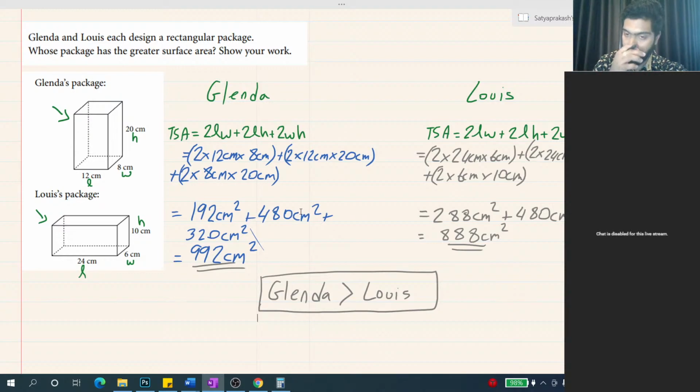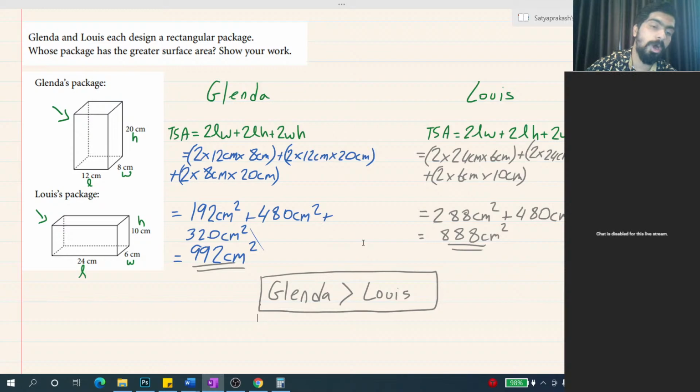All right, I'll give you maybe a minute to copy this down if you haven't. All right guys, again, whenever you see any mathematical word problem, you must always write it step by step. Always start with the formula, see what we know from the question, see what we have to find from the question, all right, and then do it step by step. All right, good job Acre, you got the correct answer. Very, very good job. Nice try Peng Peng. You got Louis's surface area correct, which is good.